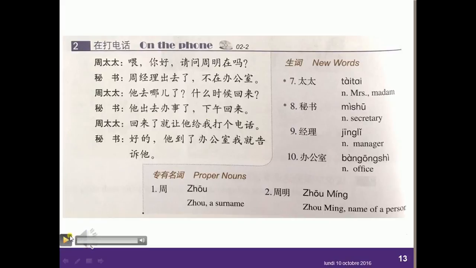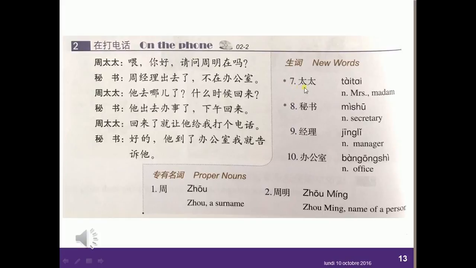Okay, one more time. 课文二，在打电话. Text 2. On the phone. 生词. New words. 太太，秘书，经理，办公室，专有名词, proper nouns, 周，周明. Okay, all right, let's look at the new words first.